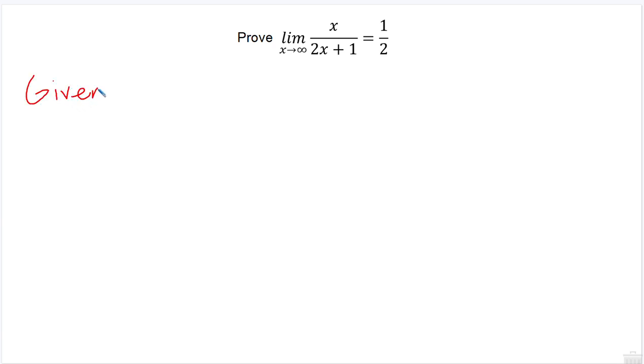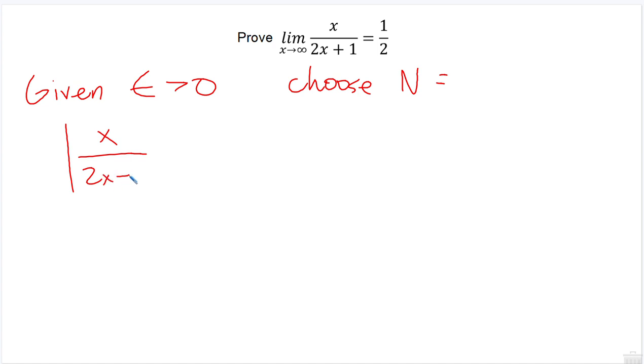Let's prove that given any epsilon greater than 0, we can choose a value for n such that the absolute value of f of x minus our limit, now the other ones were 0, but this one's not, so don't forget to put that minus 1/2 there inside your absolute value, is less than epsilon eventually. We're going to get there. We have to manipulate our expression before we can actually get there, though.